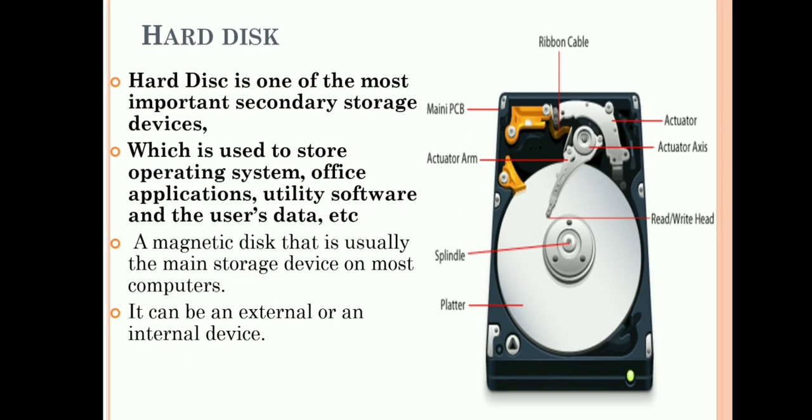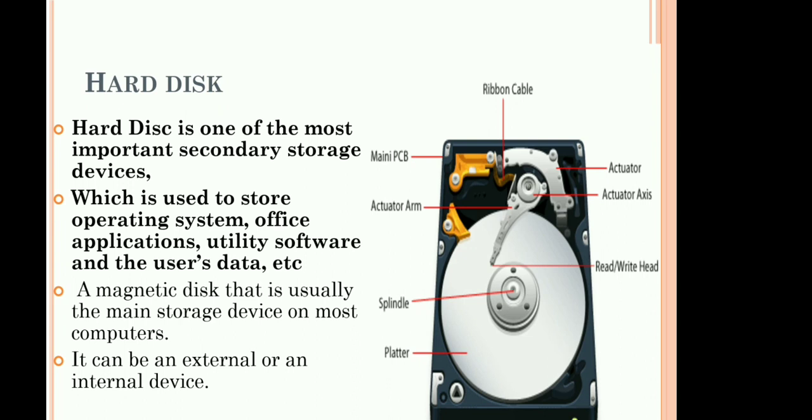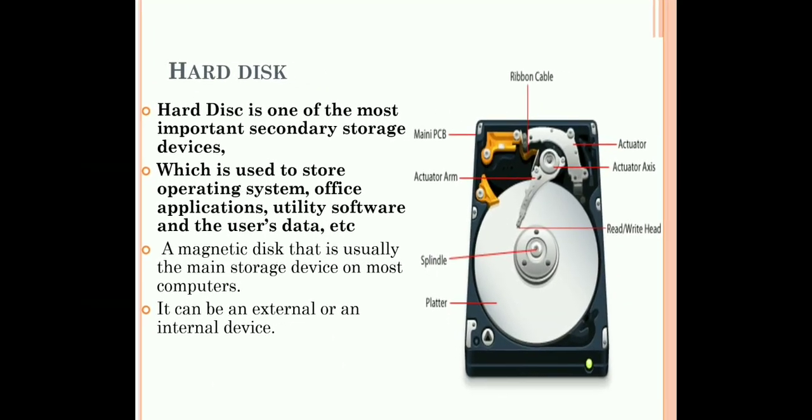First of all, we'll discuss the hard disk. Here in the picture you can see your hard disk drive. The hard disk is one of the most important secondary storage devices, used to store the operating system, office applications, utility software, and other usual data. The magnetic disk is usually the main storage device on most computers. It can be an external or an internal device as well.